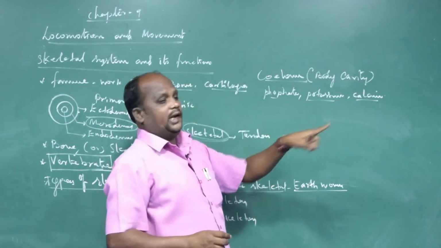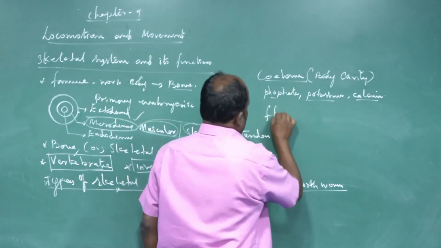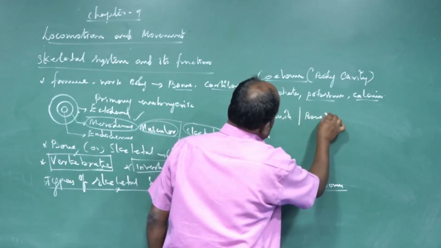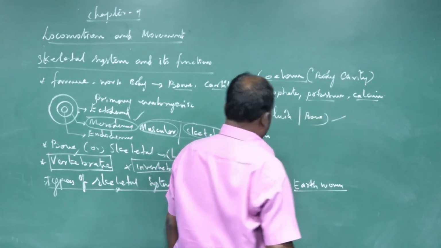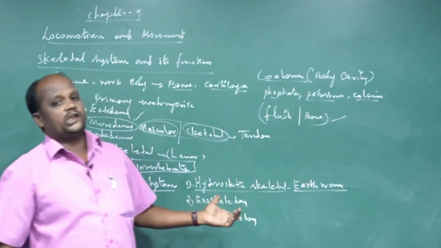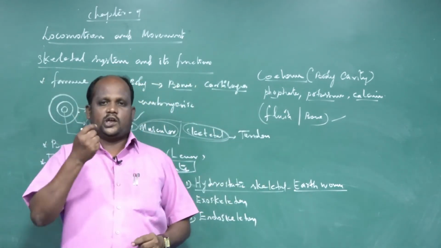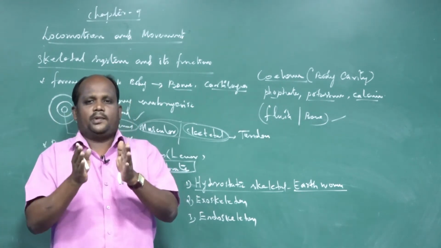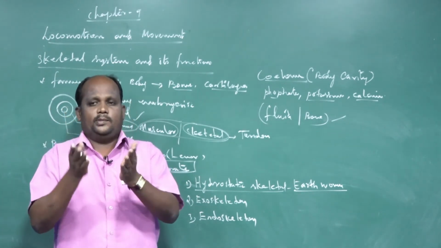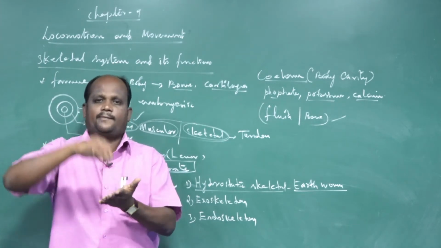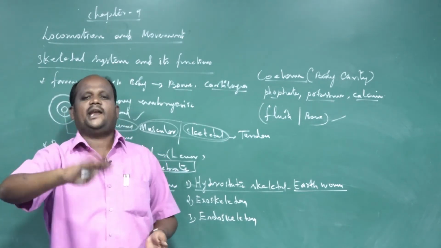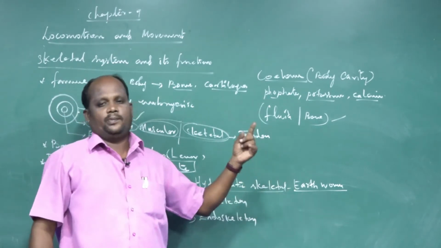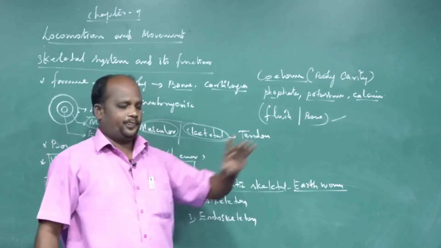The fluid acts as a bone. So that type of bone is called hydrostatic skeleton. Very shortly, I will explain. Hydrostatic means the body contains the coelom. Coelom means a presence of fluid. The fluid acts as a bone. That type of bone is called the hydrostatic skeletal system. It is present in the earthworm.